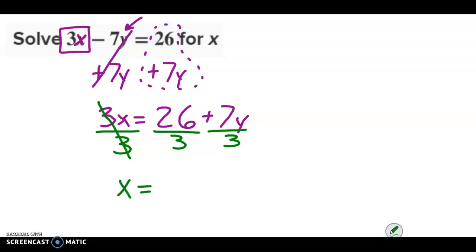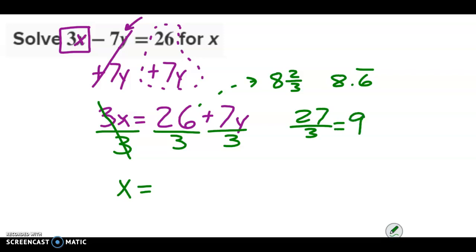X is all alone. Then this one's a little bit more ugly because 26 over 3 is actually going to be 8 2/3 or 8.6 repeating. You don't need to do that. It's actually going to be easier for you if you can't simplify this. For example, 27 over 3 would be that whole number 9. If you can't do this, just leave it as is.